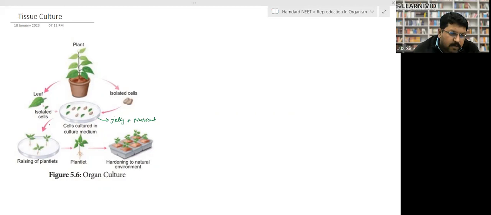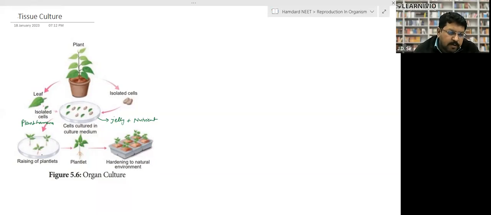When they start multiplying, we add some plant hormones, called phytohormones. When plant hormones are added, differentiation starts, meaning the rising of the plantlet, root and shoot formation will take place. Then in this plate, a number of plants will be developed, right?